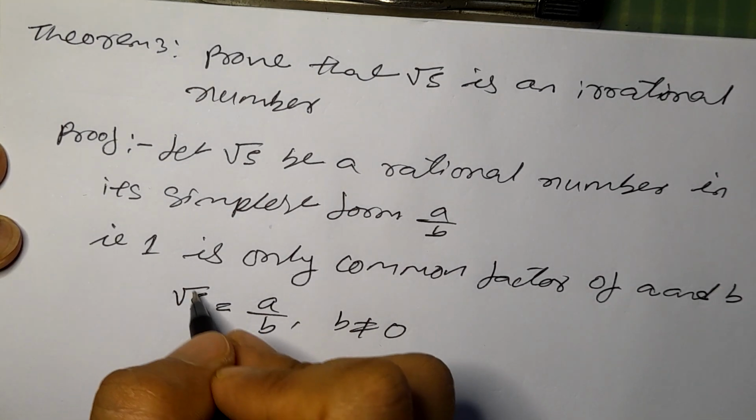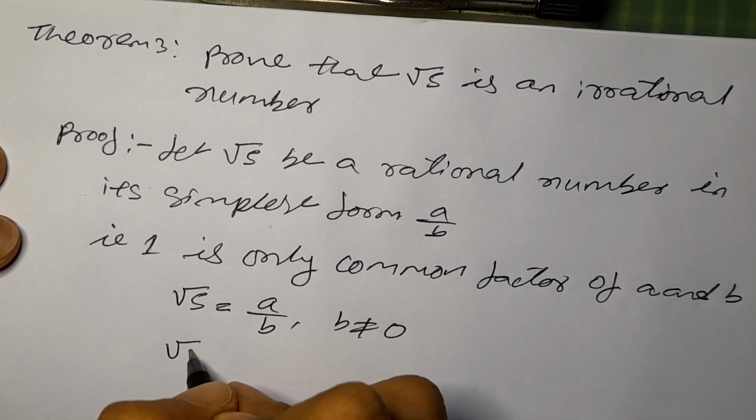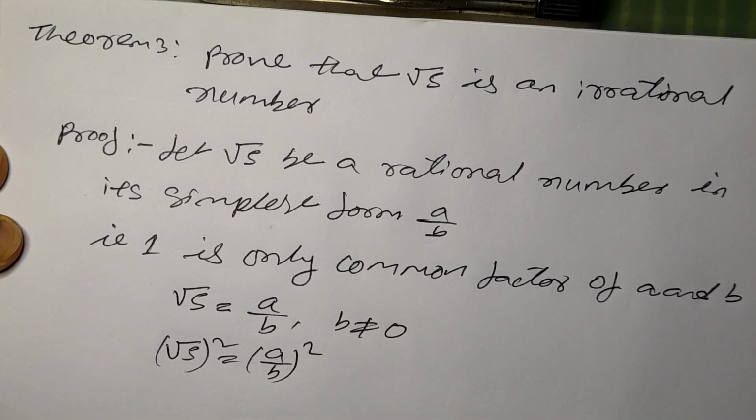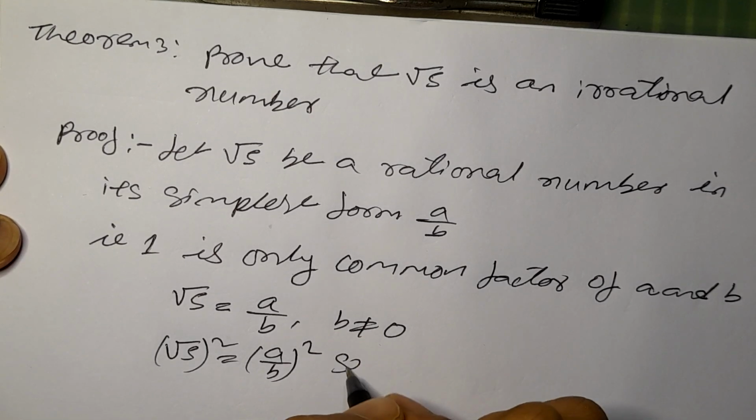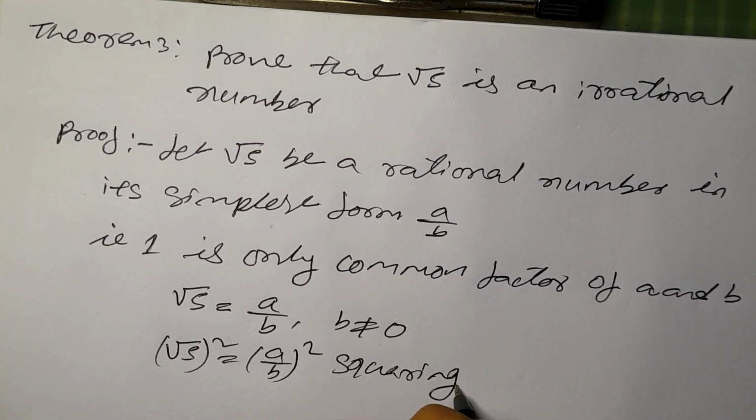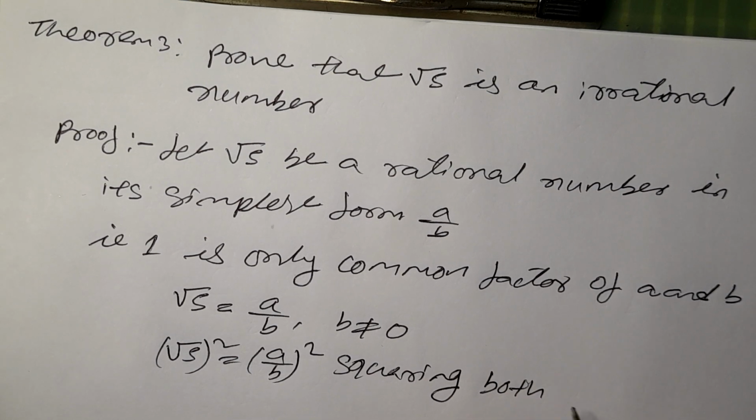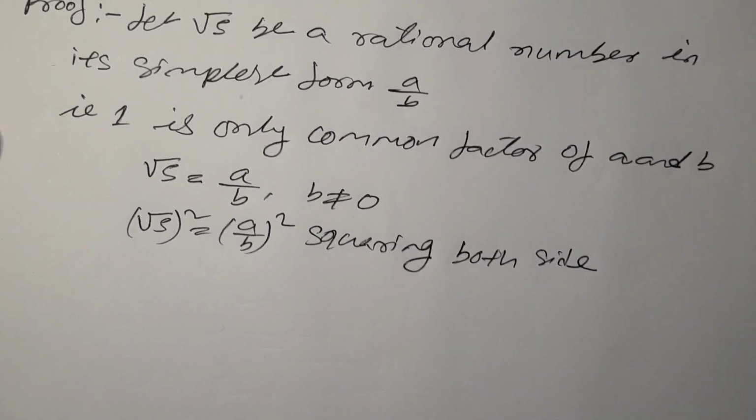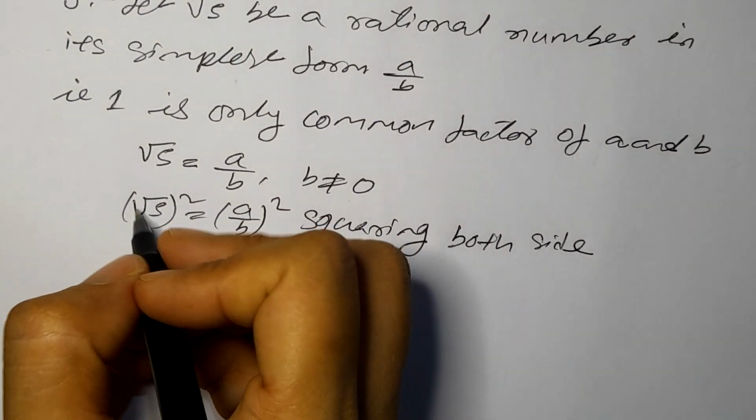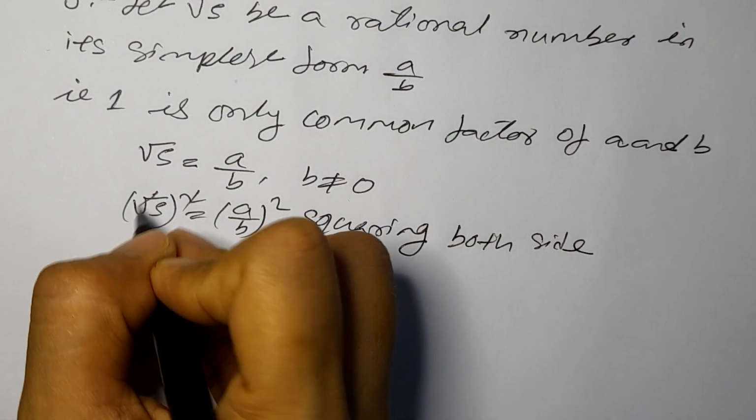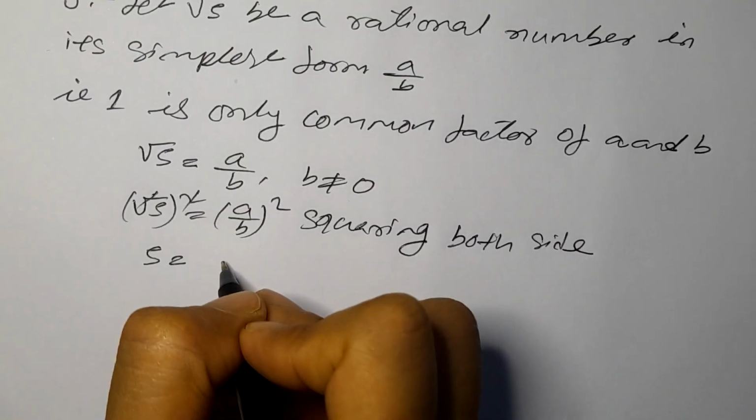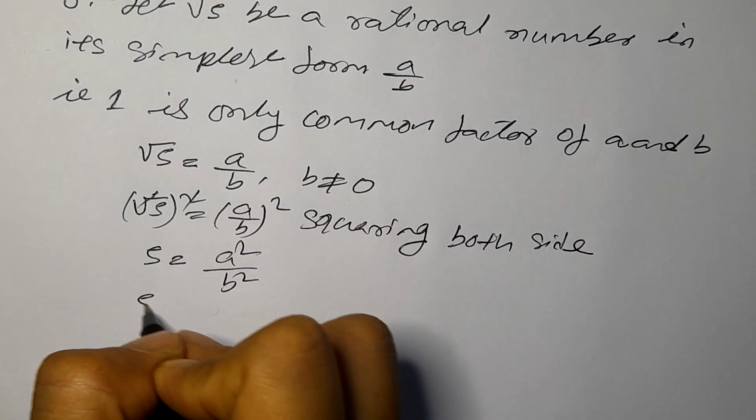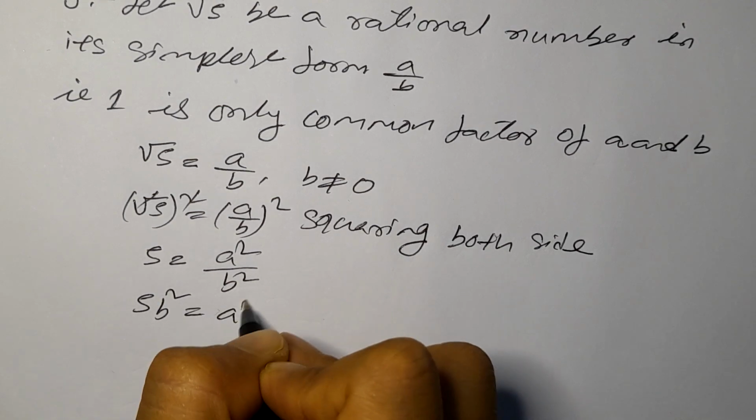Now to remove the square root, we are going to square both sides. So root 5 square equal to a by b whole square. Squaring both sides. Now the square and square root will cancel. 5 equal to a square by b square. Bring the b this side, since it is a divide it will multiply. 5b square equal to a square.